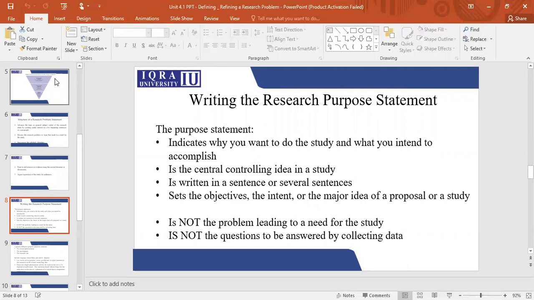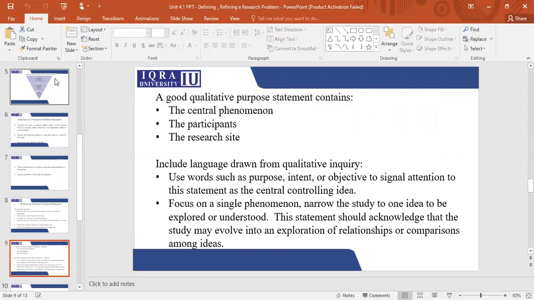So you tell them about your objectives, your main intentions, your central idea as well. And then you talk about the parties. You may talk about some participants and the research sites as well. You usually use words like purpose: the purpose of this study is, I intend to, the major objectives. So these are some of the language that you may use.